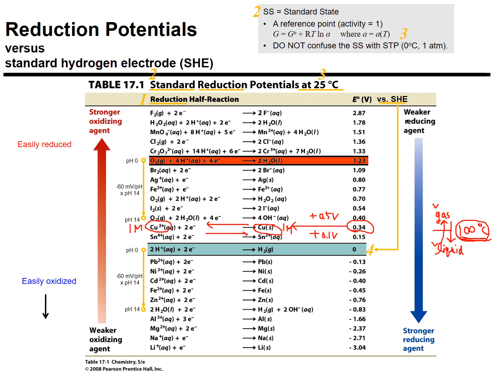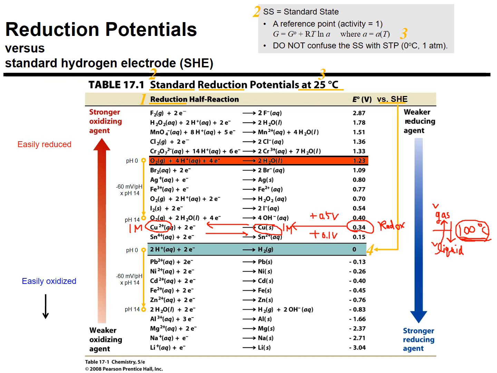So the reduction potential can be considered as the oxidation potential also. So sometimes it is called electrochemical potential. Sometimes it is called redox potential, including oxidation and reduction. Redox potential, REDOX. That is the first point of the reduction potential.